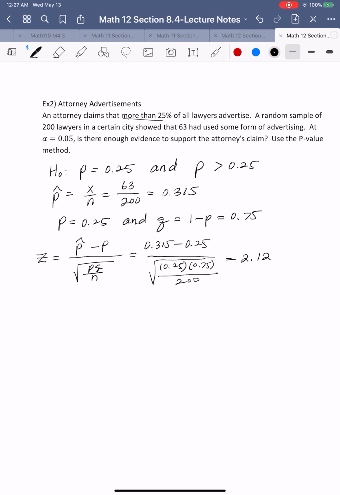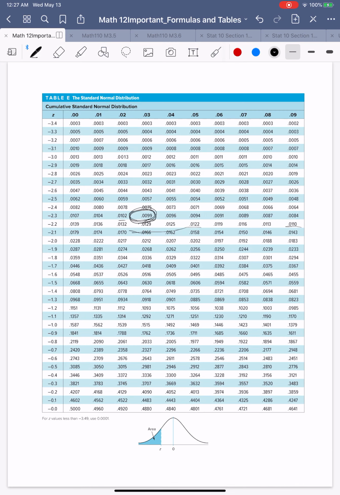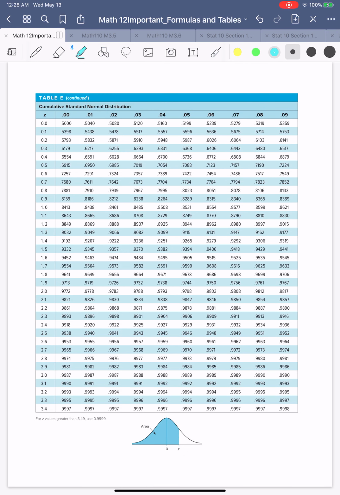So I need to actually see the area. If I use a normal graph, this is about 2.12, and I'm looking for this area. How much is this area? Let's go to the table to see. I want 2.12, which is positive, so 2.1 and then 2.12 is right here.